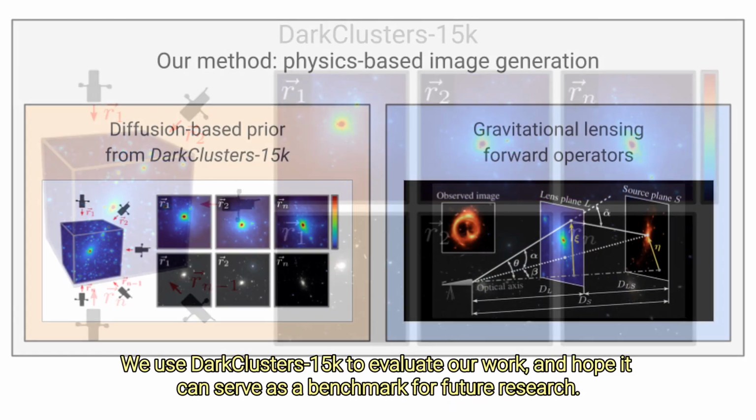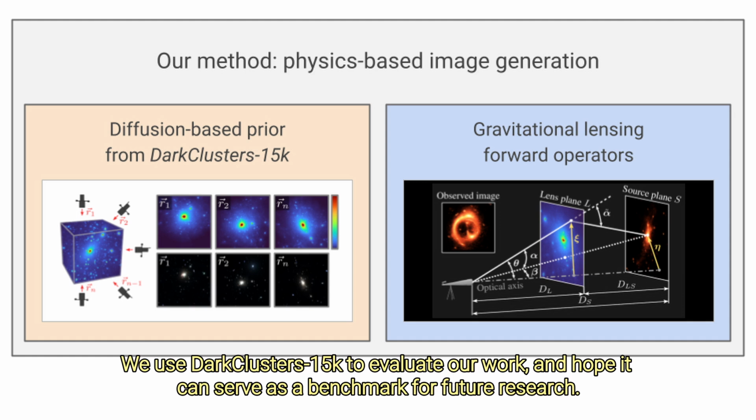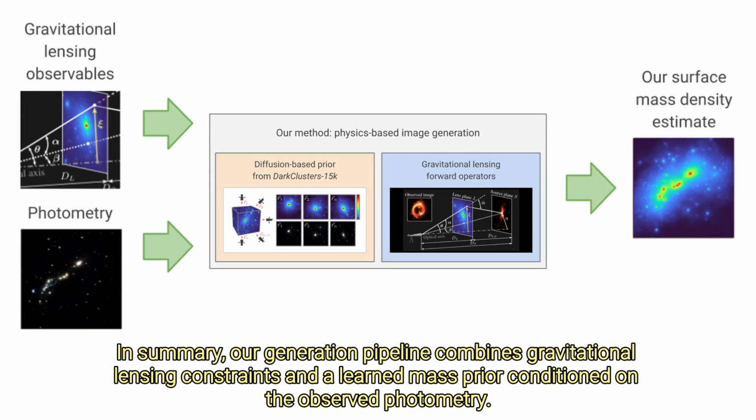We use Dark Clusters 15K to evaluate our work and hope it can serve as a benchmark for future research. In summary, our generation pipeline combines gravitational lensing constraints and a learned mass prior conditioned on the observed photometry.